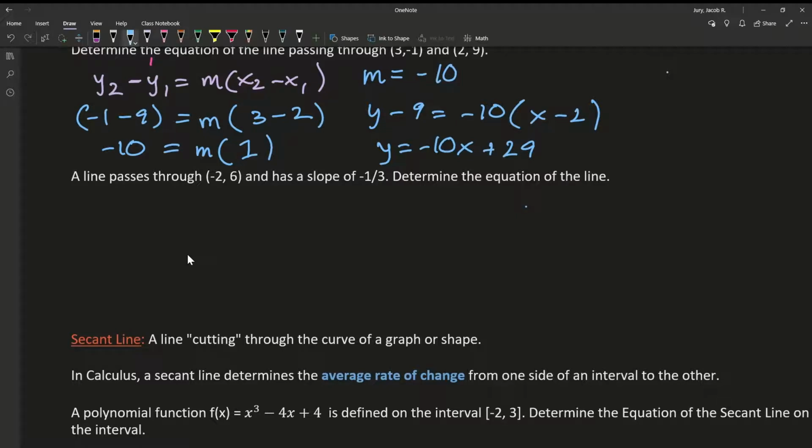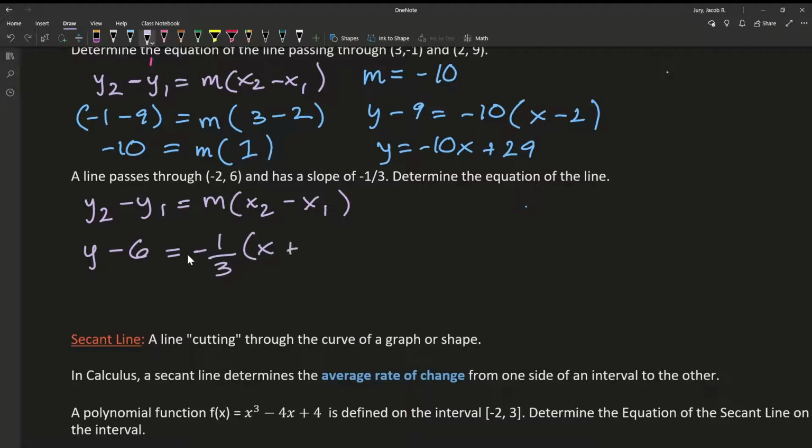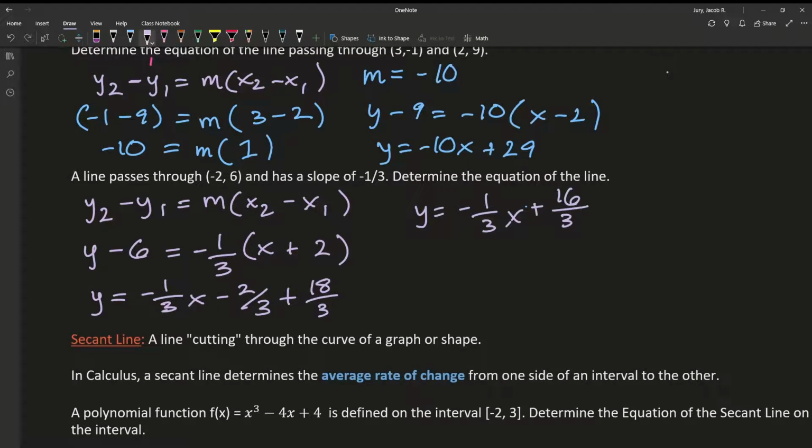So this line passes through -2, 6, and we've got a slope of -1/3. And we're going to determine the equation of the line. I'm going to use the point slope version of a line to go ahead and set this line up in a good format, so I can isolate y and get these variables to look like a line. And there you have it. I got my equation of a line.